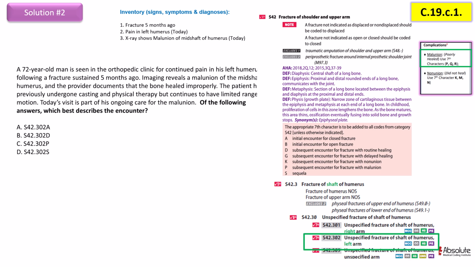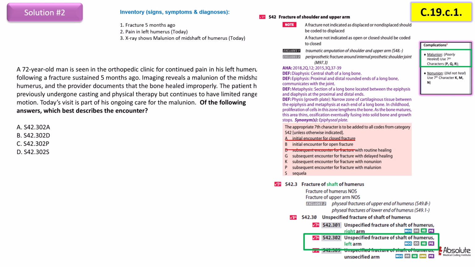S42.302. All of the answers share the same code. So this is the code for unspecified fracture of shaft of humerus, left arm. Now we'll have to focus our attention on the seventh character. Okay, coders, let's go ahead and eliminate A, because this is the seventh character extender for initial encounter for closed fracture, the active treatment. This is not active treatment. Remember, this is a malunion. So A's got to go.